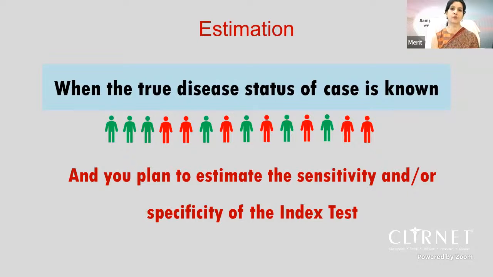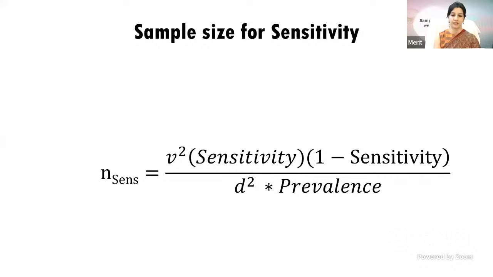Now, the second scenario could be that the disease status is known. That means the prevalence of the disease is known. In that case, if I want to plan to estimate the sensitivity or the specificity, and I want to calculate the sample size, then this is the same formula, and we divide this whole formula by the prevalence.